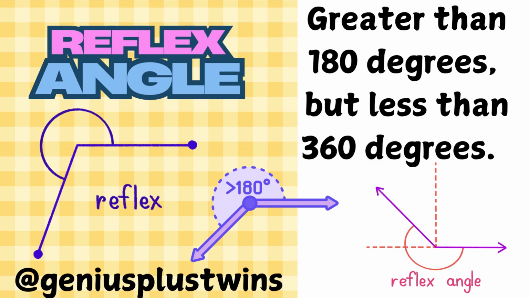A reflex angle is the most complex angle type, measuring more than 180 degrees, but less than 360 degrees. These angles seem to wrap around more than halfway and cover a significant portion of a full rotation. They are less common in everyday objects, but important in advanced geometric studies.